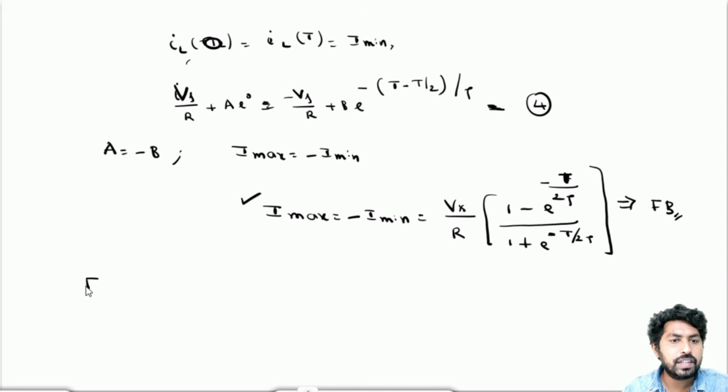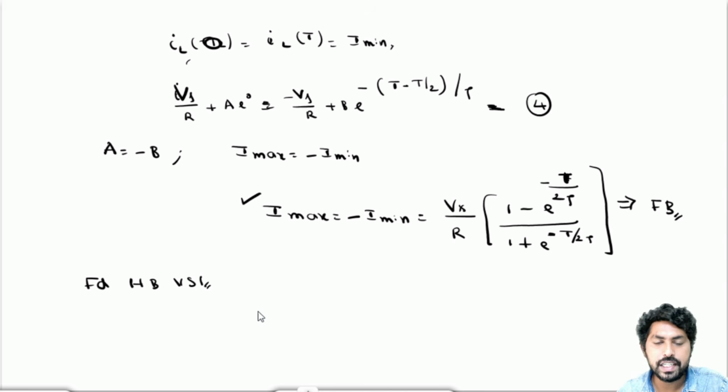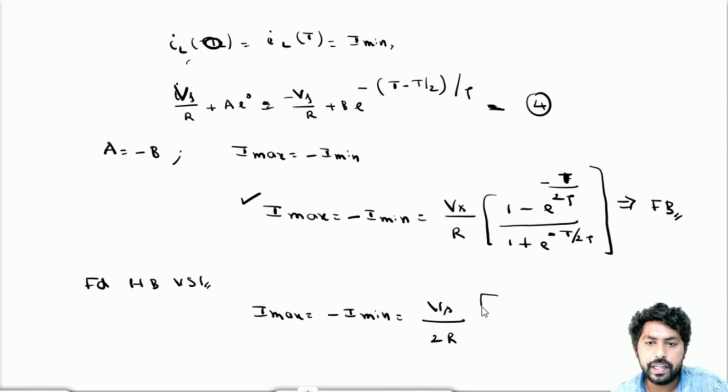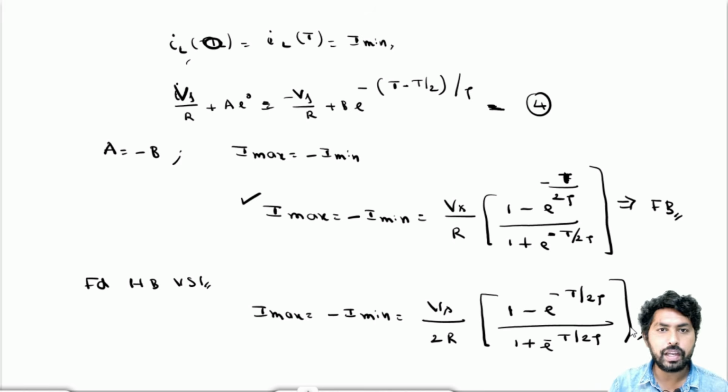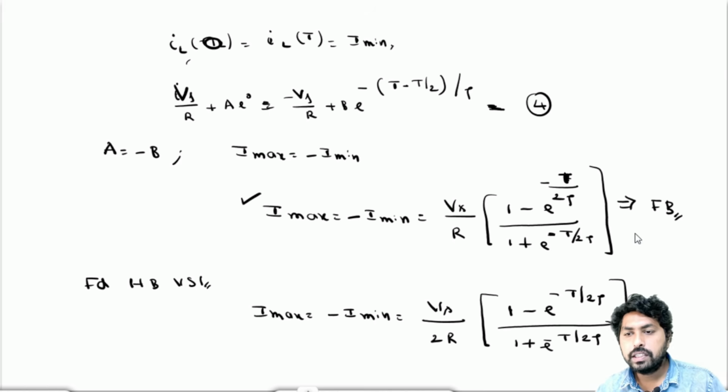For the half bridge voltage source inverter, the only change is that I max would be equal to minus I minimum. The derivation would be the same, and it will be Vs by 2R. So we need to replace Vs with Vs by 2, into 1 minus e power minus T by tau divided by 1 plus e power minus T by 2 tau. So this is how we will find the I max and I minimum. If we find them, we can find I of t also.